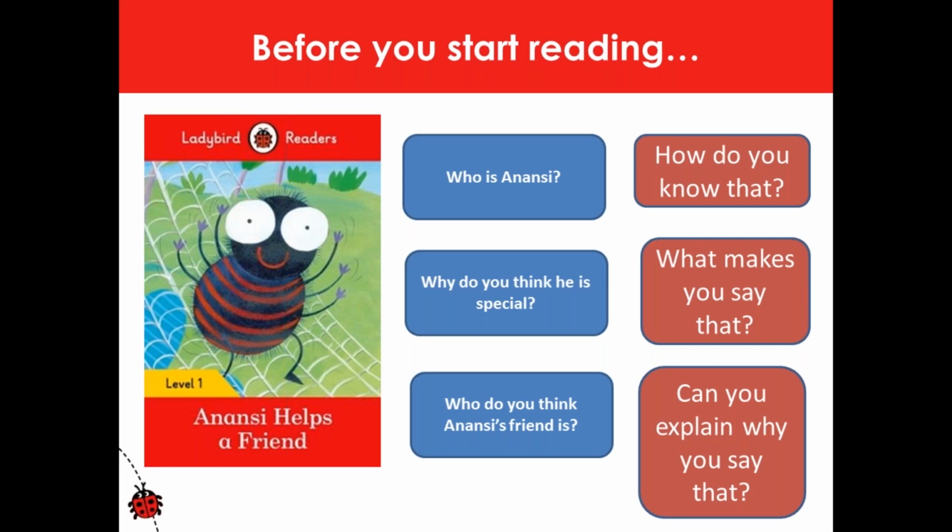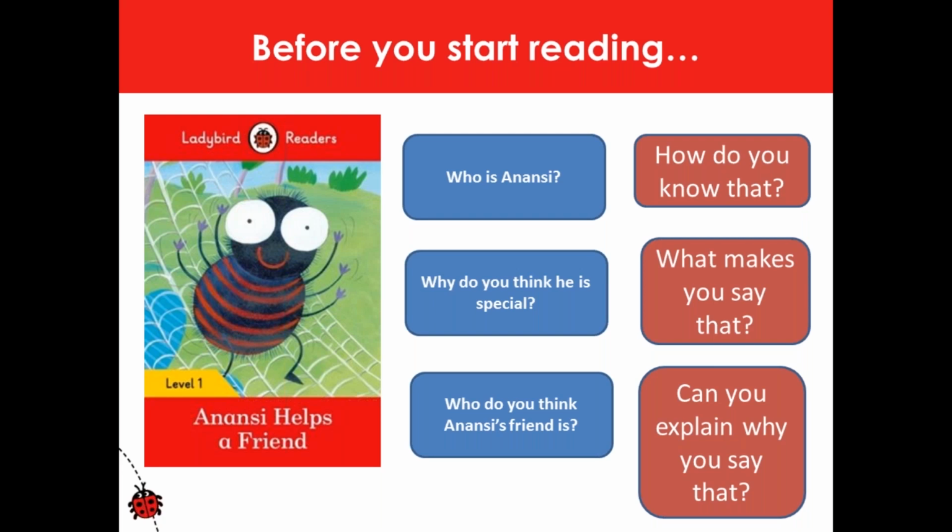So maybe even putting themselves into the place of, actually, do you like spiders? Are you scared of spiders? But then think about who Nancy is, maybe who his friend is, what they think might happen in the story. And as you go along, one of the things you can use is a framework on the right hand side of saying, well, how do you know that? Why do you say that?